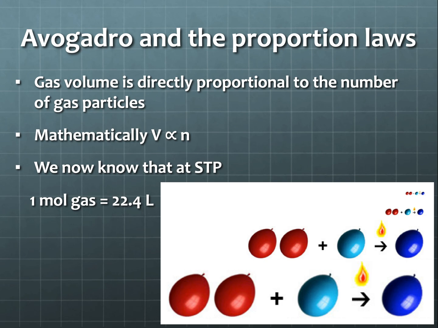Now, at standard temperature and pressure conditions, 1 mole of any gas is 22.4 liters. You're going to watch another quick video on the mole, but the mole is essentially our way of saying, like a dozen is 12, a mole is 6.022 times 10 to the 23rd atoms. And depending on the element, it's going to have a different mass. But at standard temperature and pressure, that mole of atoms takes up 22.4 liters of space.